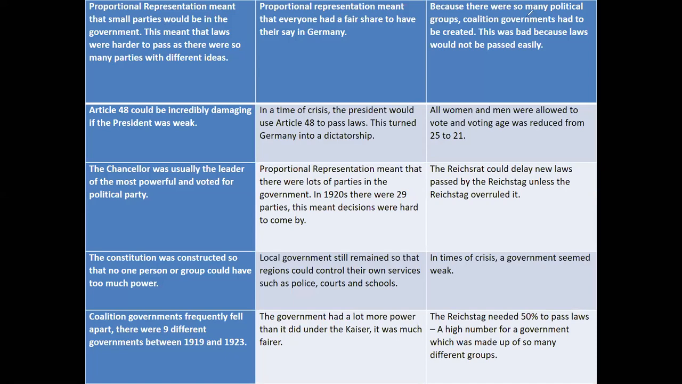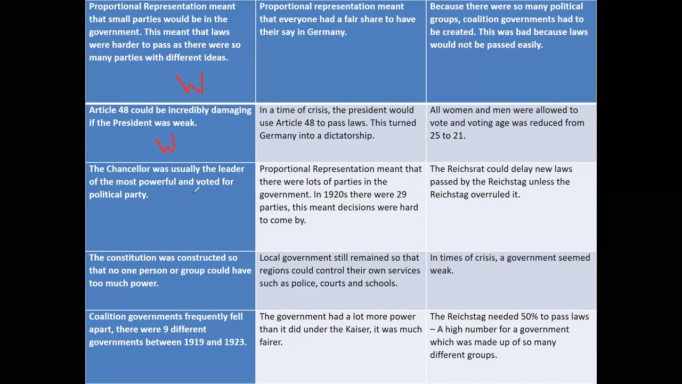Okay, so proportional representation meant that small parties would be in the government. This meant that laws would be harder to pass as there were so many parties with different ideas. That's going to be a weakness. Article 48 could be damaging if the president was weak. Well, that's again a weakness. If the president was power hungry, then he could take advantage of it and destroy the democracy.